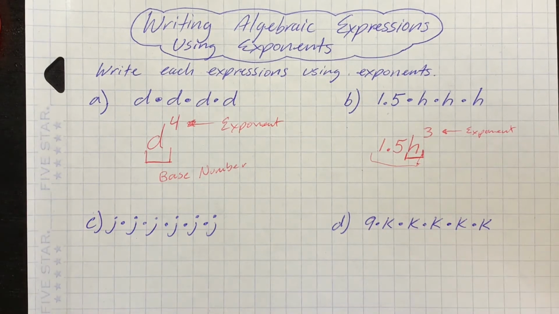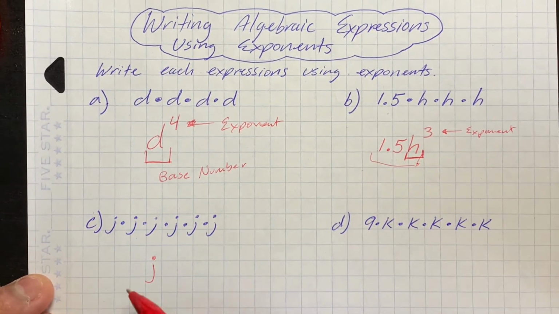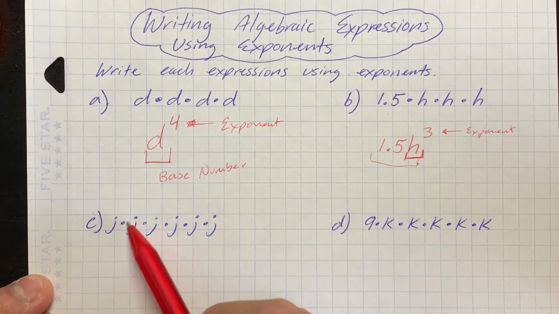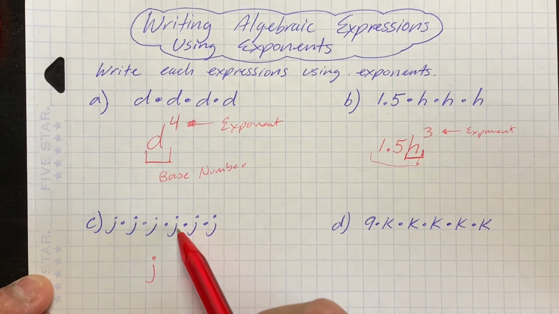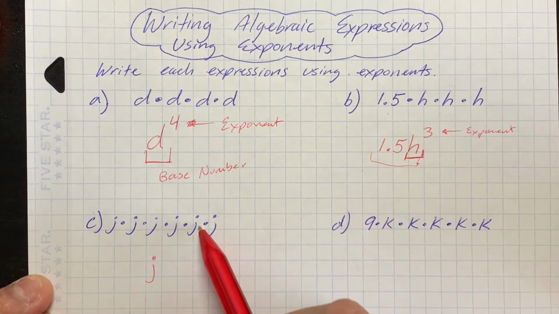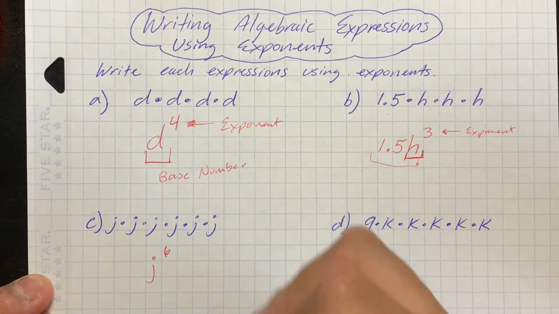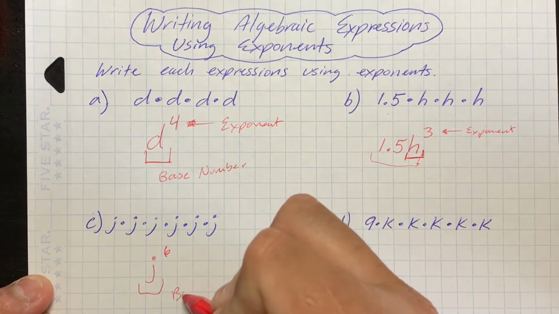All right, so let's look at C. Now what letter or alphabet do you see? You see the alphabet J. How many do you see? Let's count them all. You have J times J times J times J times J times J. So let's count: 1, 2, 3, 4, 5, 6. So that would be J to the 6th power. Again, your base number is J.